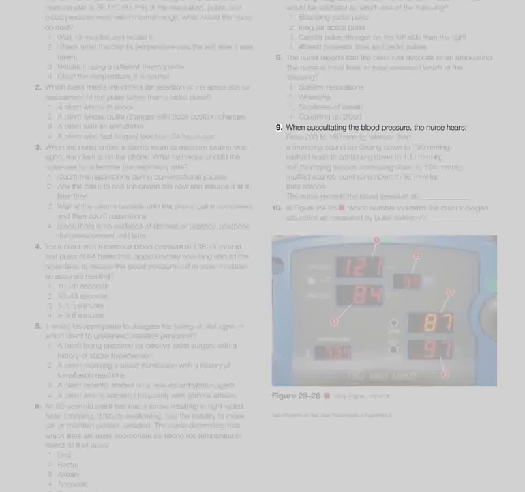9. When auscultating the blood pressure, the nurse hears, from 200 to 180 mmHg, silence, then a thumping sound continuing down to 150 mmHg, muffled sounds continuing down to 130 mmHg, soft thumping sounds continuing down to 105 mmHg, muffled sounds continuing down to 95 mmHg, then silence.